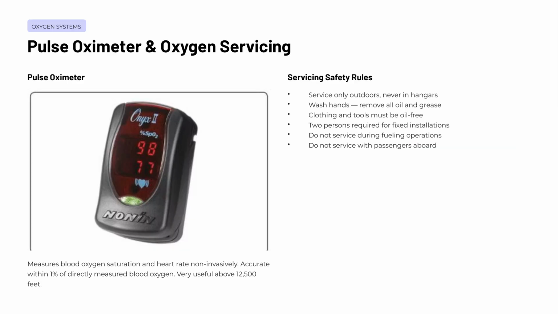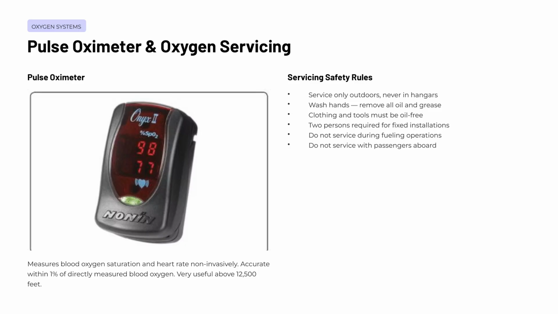Let's talk about 2 important aspects of oxygen systems: the pulse oximeter and the critical safety rules for servicing oxygen equipment. A pulse oximeter is a small, non-invasive device that measures both blood oxygen saturation and heart rate. It clips onto a finger and gives you an accurate reading within 1% of a directly measured blood oxygen level. Above 12,500 feet, where hypoxia becomes a real concern, this tool becomes extremely valuable. It gives you objective data about your physiological state, something your own senses can't always reliably provide when oxygen levels are dropping.